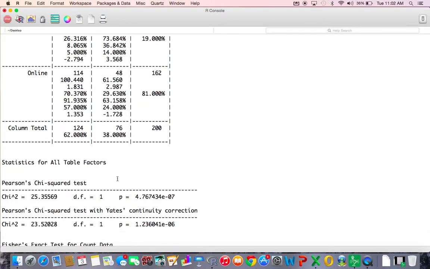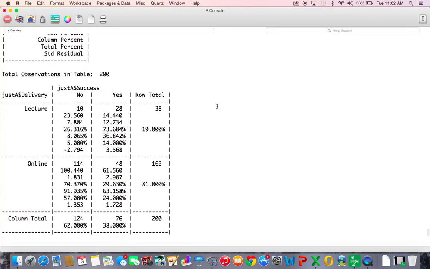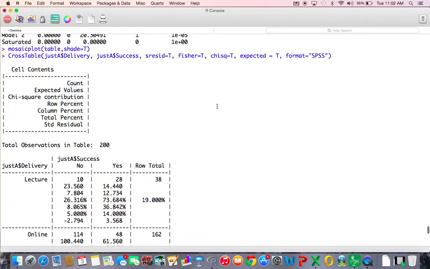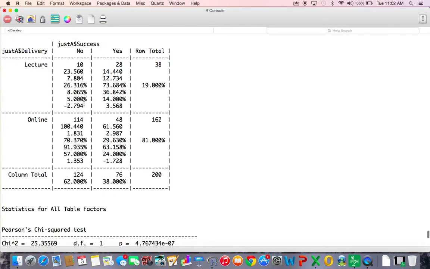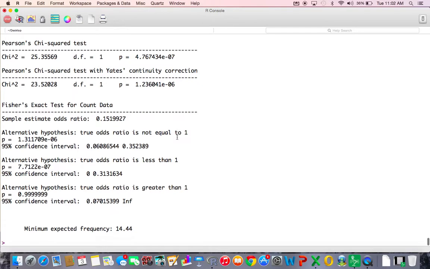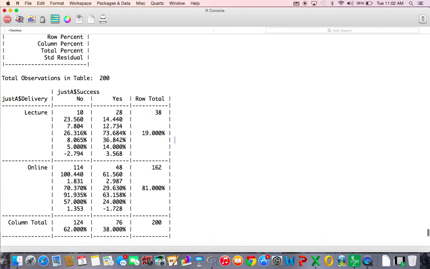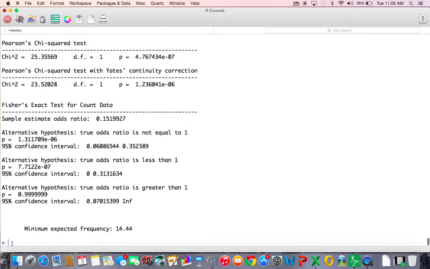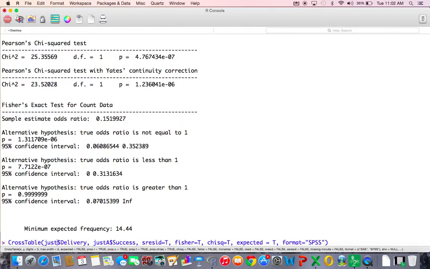So first of all, notice for Professor A that again it's coming down to this lecture. Chi-square statistic is statistically significant. Odds ratio is 0.15, statistically significant. I'll tell you what, let's go back and look at B. I'm kind of rambling right now because I'm actually finding this kind of interesting.